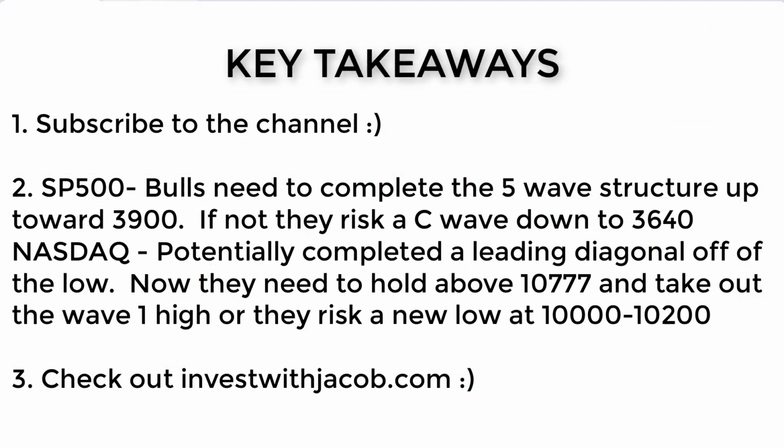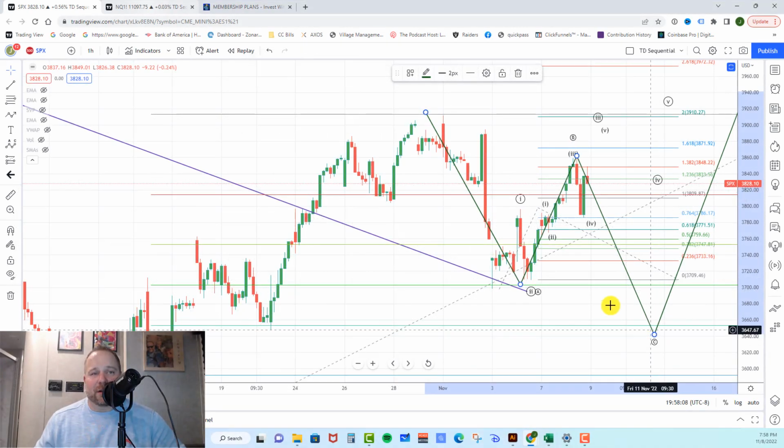All right, key takeaways for today, guys. We're looking for this pattern to play out on the ES, where we get the wave 5 up, then the wave 5 of 3 up, then the wave 4, and then wave 5. Otherwise, we do threaten to have that ABC down towards 3640.